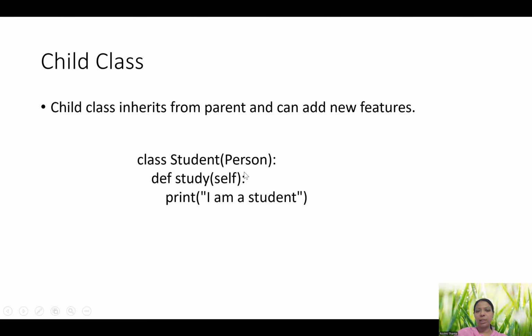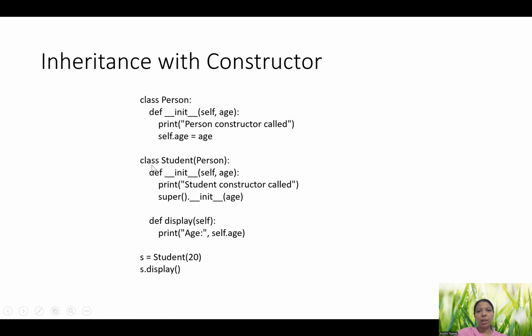A child class has only one speciality: next to the class name, inside the parentheses, you have to give the parent. So the student class is going to inherit from the person class. As I told you, student is also a person, so whatever belongs to person will also belong to student. Here I have a function. So here is a simple example of single inheritance.